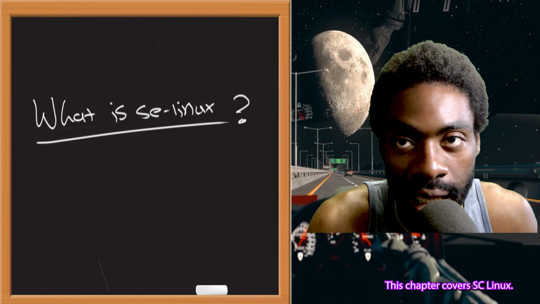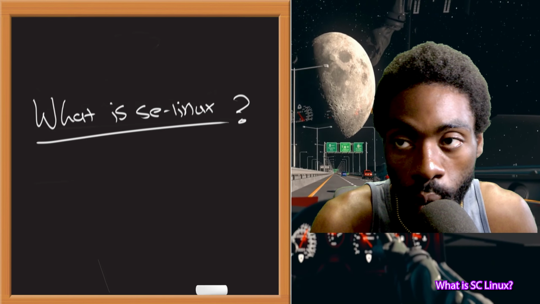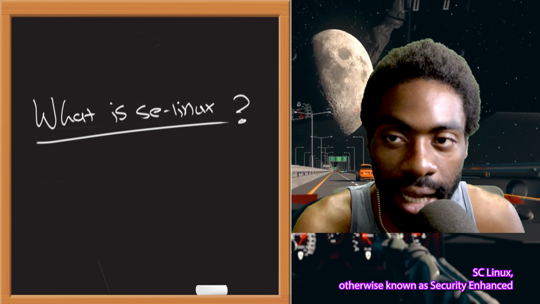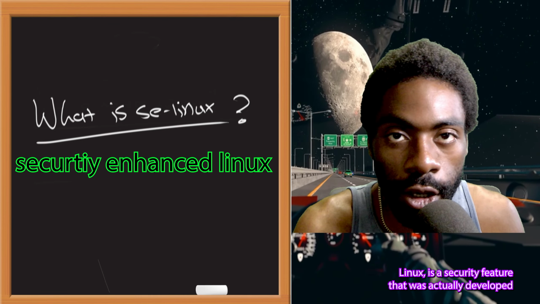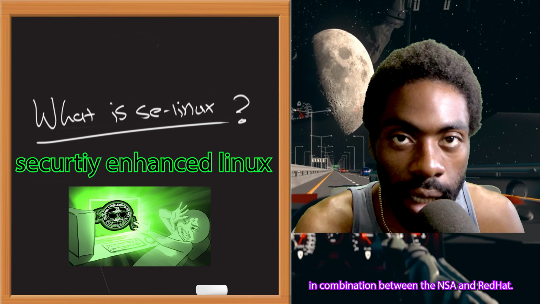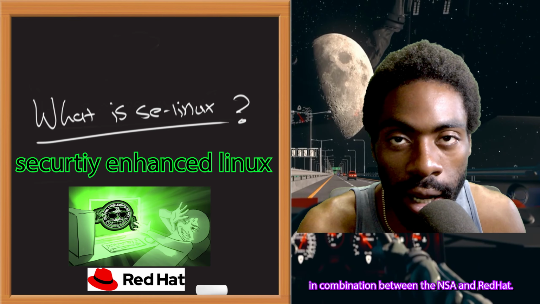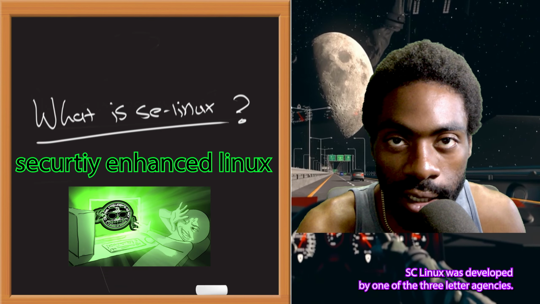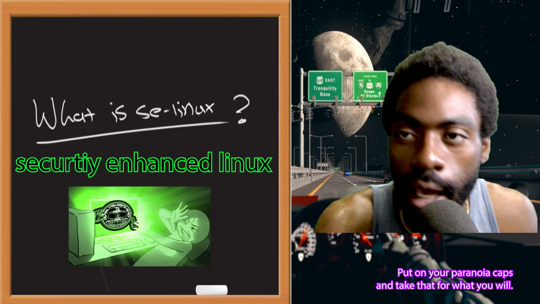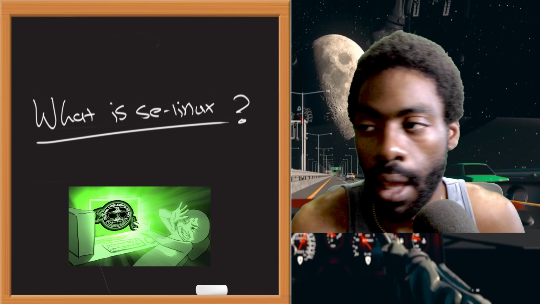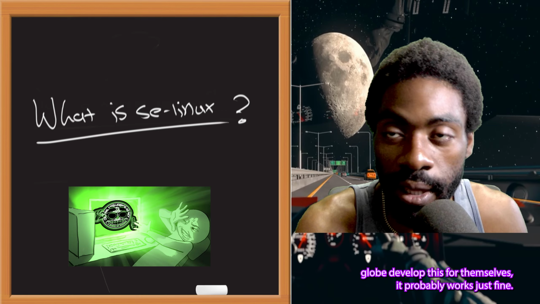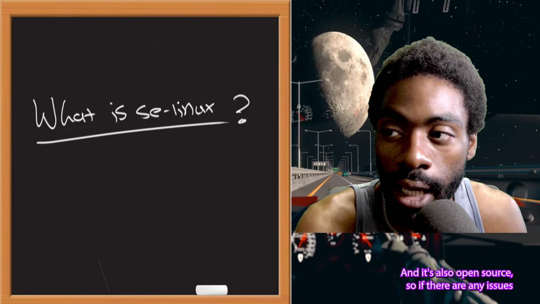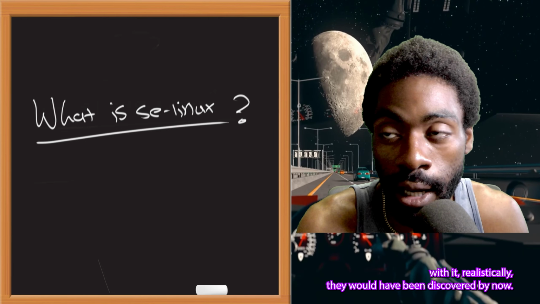This chapter covers SE Linux, so that leaves us a question: what is SE Linux? SE Linux, otherwise known as Security Enhanced Linux, is a security feature that was actually developed in combination between the NSA and Red Hat. That's right, boys, SE Linux was developed by one of the three-letter agencies. Put on your paranoia caps and take that for what you will. Considering the fact that the Glowies developed this for themselves, it probably works just fine, and it's also open source, so if there are any issues with it, realistically they would have been discovered by now.